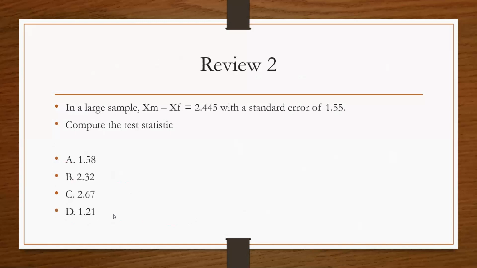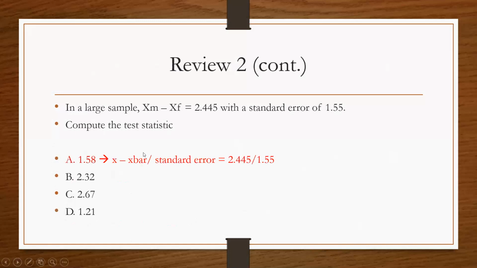Yeah, so the answer is going to be A. It's just x minus x bar, which they present to you in this way, which can be a little confusing to some people, but they can pretty much present it however they want. And then divide by the standard error, which is just going to be 2.445 divided by 1.55 to get 1.58.